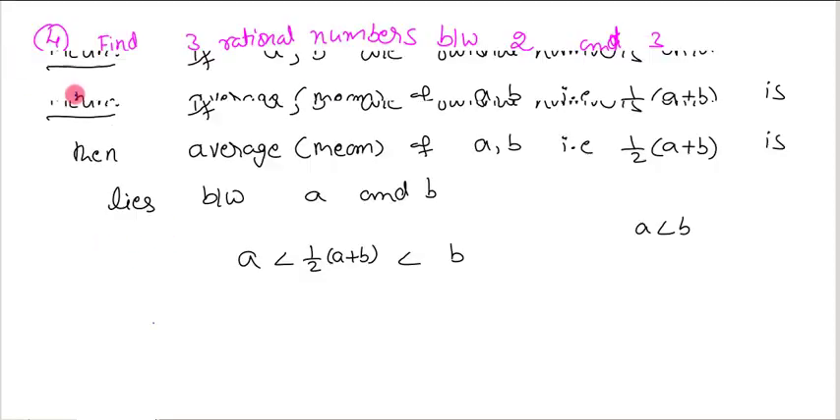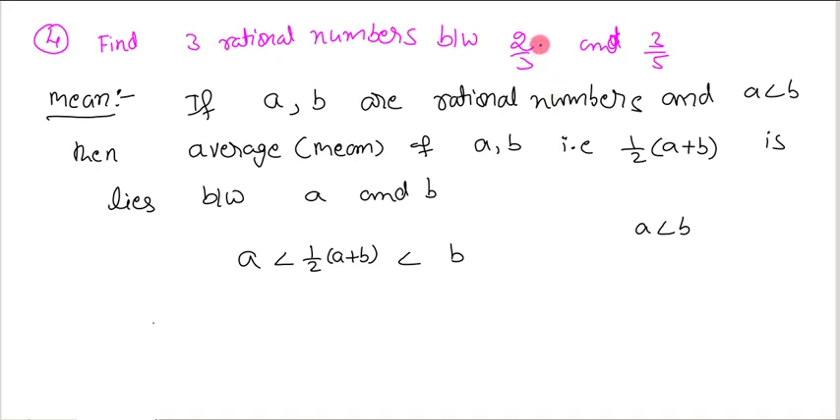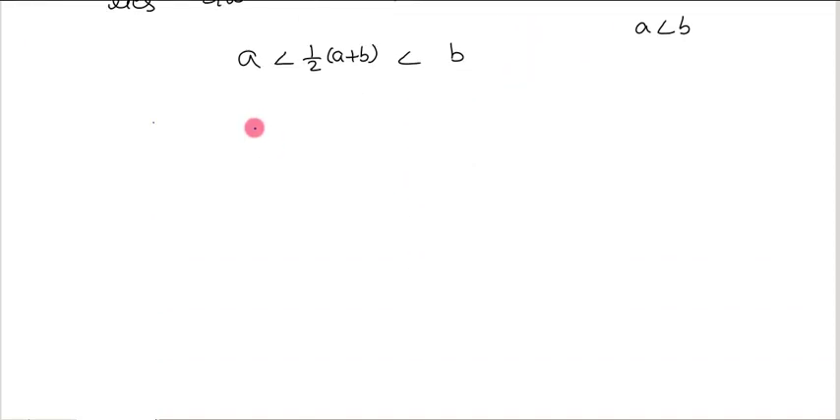See, here these two numbers are in descending order. Just now we discussed that 2 by 3 is greater than 3 by 5. So, let me arrange these numbers as 3 by 5 and 2 by 3, and let us insert a rational number. How to insert a rational number? By using the mean method.